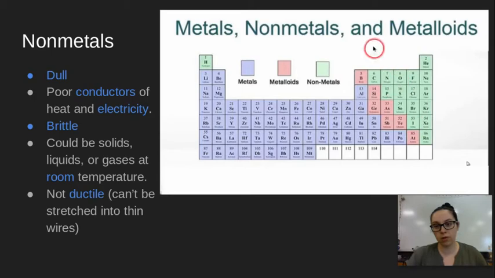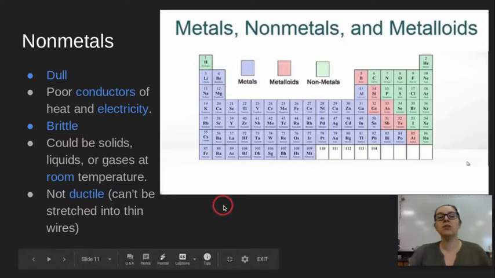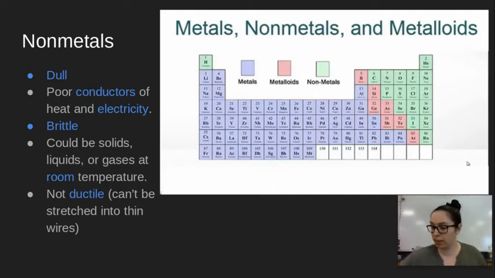Nonmetals, those are the green things here. Nonmetals are everything to the right of this staircase, and hydrogen. Hydrogen kind of sticks out over here. Nonmetals are dull. And when I say dull, that just means that they're not shiny. Lots of fabrics and paper are nonmetals. So this is organic material. Organic material is made out of carbon and nitrogen and oxygen. Not very shiny. Whereas metal, right here, shiny.